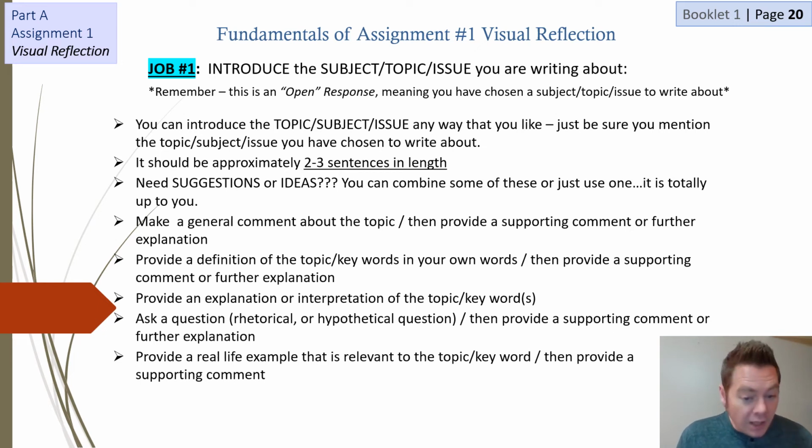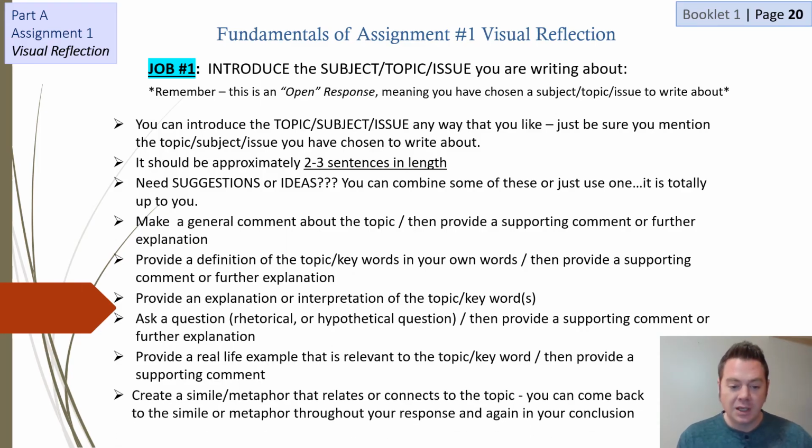You could provide a real-life example that's relevant to the topic or keyword and then provide a supporting comment. Or create a simile or a metaphor, some sort of figurative literary device that relates or connects to the topic. You can come back to the simile or metaphor throughout your response and again in the conclusion. These are all options of how to start off.